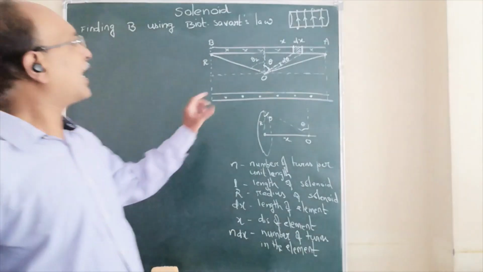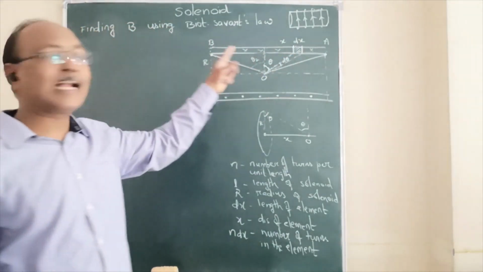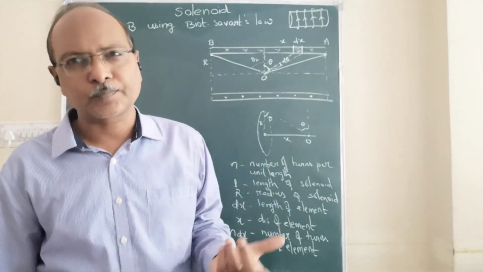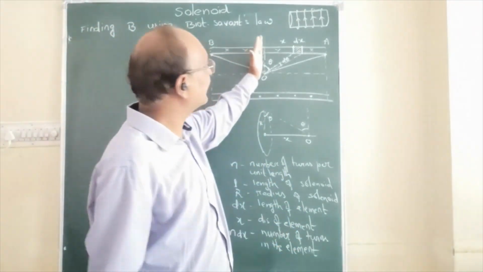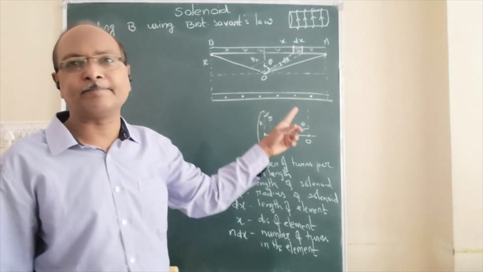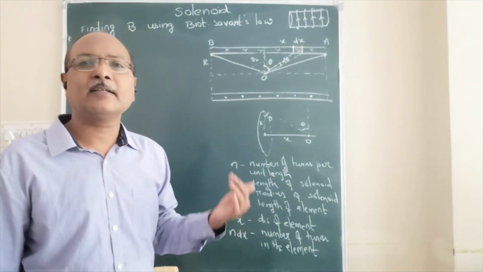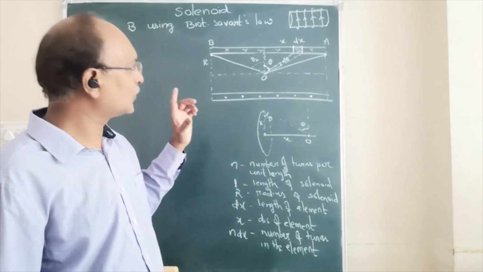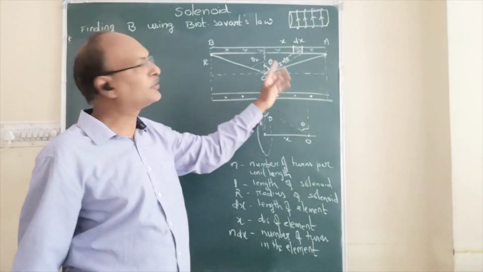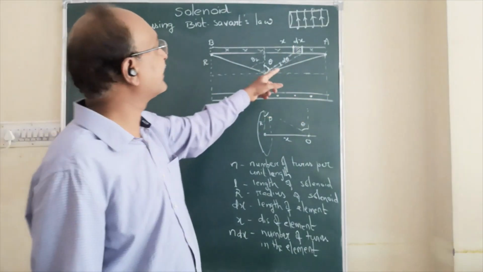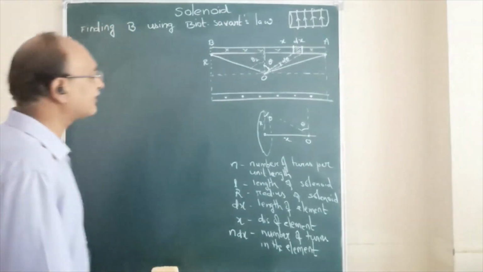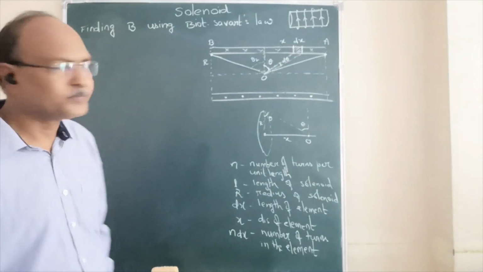Here both ends, A and B, will subtend angles theta 1 and theta 2. That means, with respect to the vertical at the center, the angles subtended by A and B will be theta 1 and theta 2. First consider this current element, the circular loop. Due to this circular loop at a distance x, we are finding the magnetic field, which is given by using Biot-Savart's law.